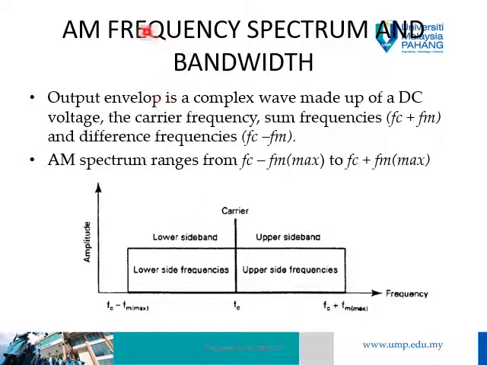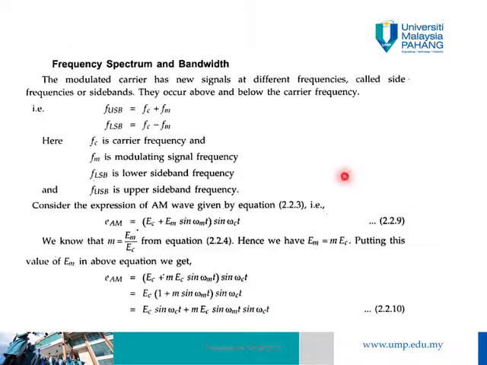The AM frequency spectrum is drawn in this figure, and we have the lower frequency and upper frequency, the lower sideband and upper sideband. In frequency spectrum and bandwidth, the modulated carrier has new signals at different frequencies called side frequencies and sidebands. They occur above and below the carrier frequency FC. So the upper sideband FUSB is FC plus FM.